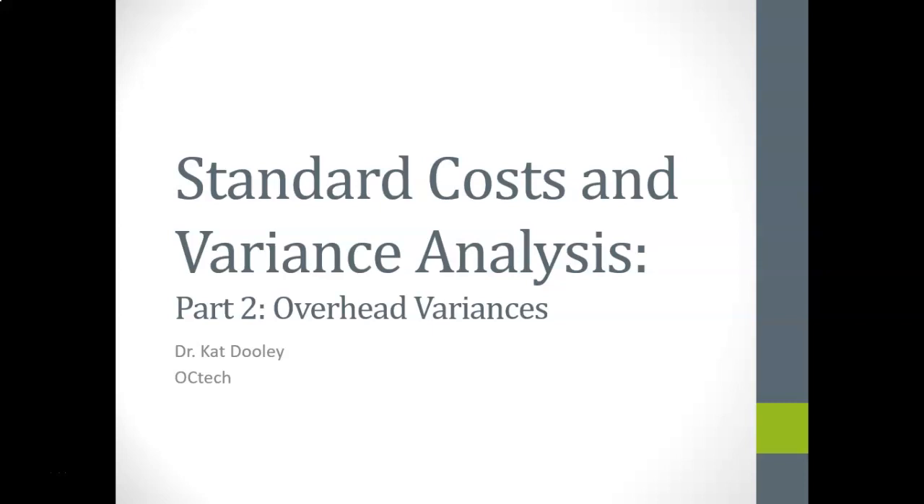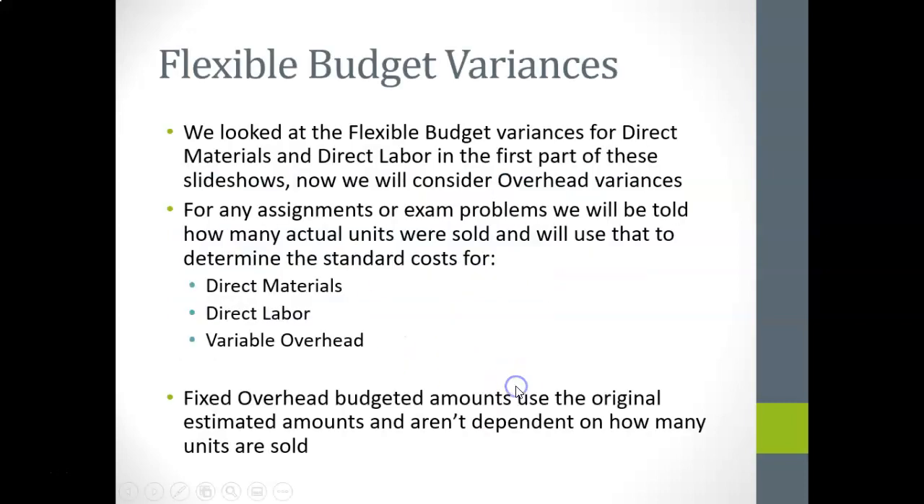This two-part video, in this case, we're going to take a look specifically at overhead variances. In the first part, we looked at the flexible budget variances for direct materials and direct labor. And now we're going to look at the overhead variances. If you did not see the first part, you should see that before seeing this part.